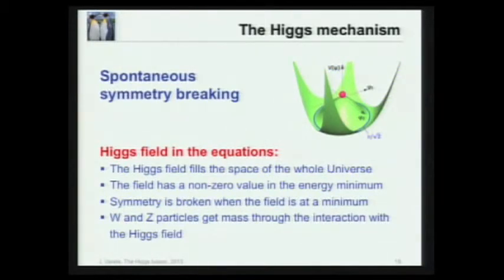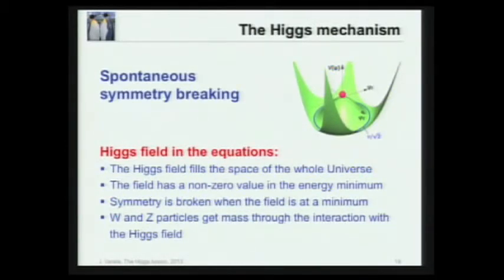Now, you can imagine that we have the field at this point, at zero, and it will naturally and spontaneously roll down to one of the points of the circumference. And when it does, it chooses a particular direction in this two-dimensional space, phi 1, phi 2, right? In a sense, it breaks the symmetry. If I rotate this potential around, it is symmetric, right? But when this ball here in red chooses a particular position, it breaks the symmetry. The thing is no more symmetric. This is why we also call this mechanism the spontaneous symmetry breaking mechanism.